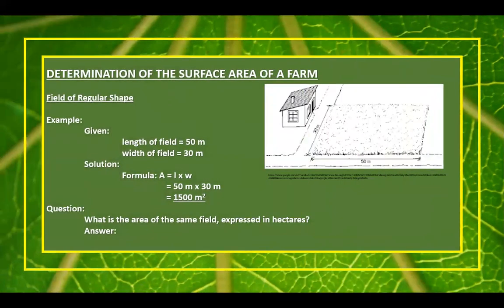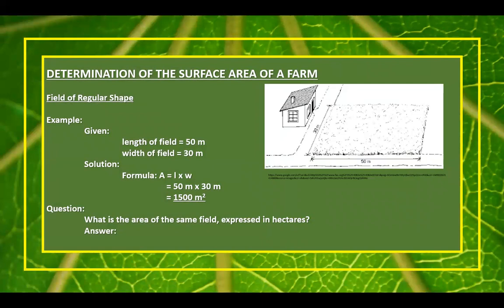Next, to determine the surface area of the farm, if the field of the farm is a regular shape, let's have an example. As the picture shows, we have the regular shape of our field. The given length of the field is 50 meter and the width of the field is 30 meter. Remember that the formula of area is length times width. Substituting, our length is 50 meter and our width is 30 meter. So the answer is 1,500 meter squared.